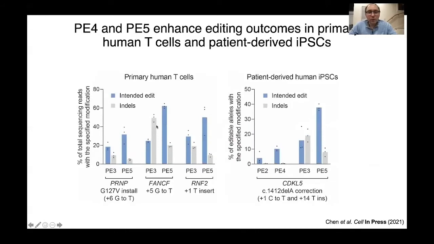We saw that these improvements also increase editing efficiency in clinically relevant cell types, bringing the editing up to around 30 to 60% in primary T cells when you use PE5. And in patient-derived human iPS cells, we get around 35% editing efficiency using this PE5 vector. So we hope that we'll be able to make use of all of these improvements to enable many other therapeutic edits, including those that cause cystic fibrosis.